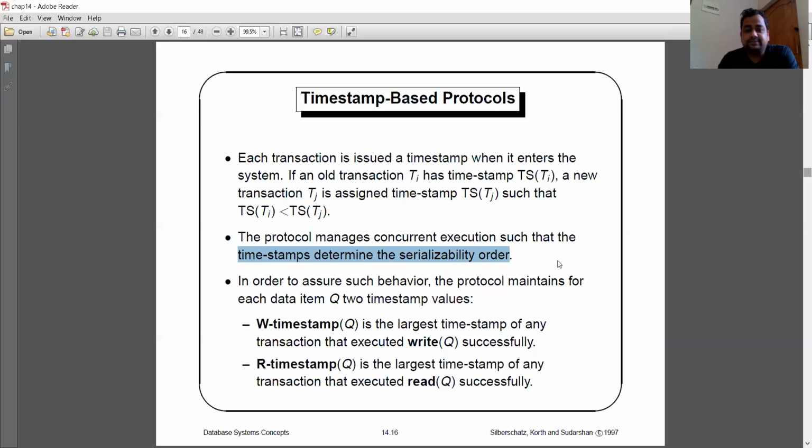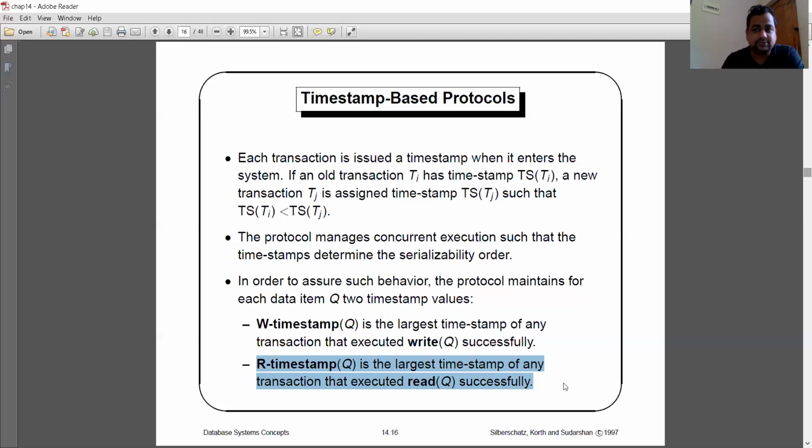To maintain this timestamp, there are basically two types of timestamp: read timestamp and write timestamp. Another one is the timestamp of a transaction, which can be denoted by TS, let the transaction equal TI. So TS of TI, RTS of a data item Q, WTS of a data item Q. The data item Q is associated with two timestamps: one is read timestamp, another is write timestamp.